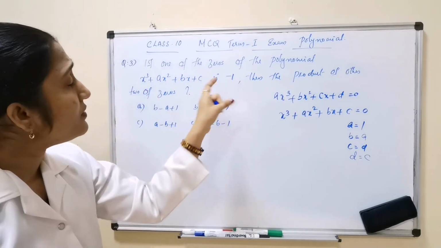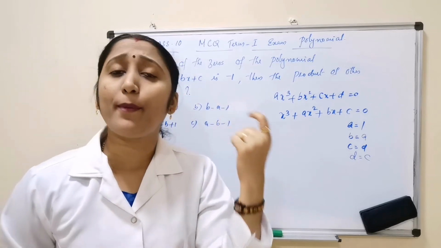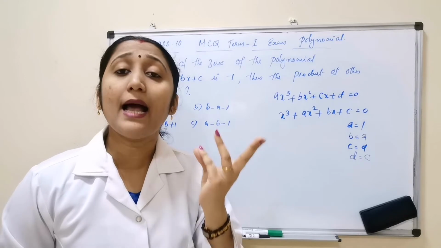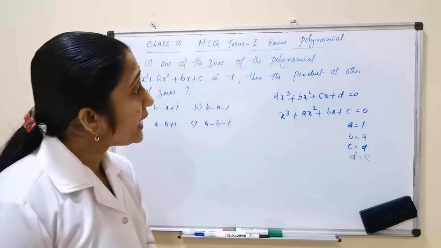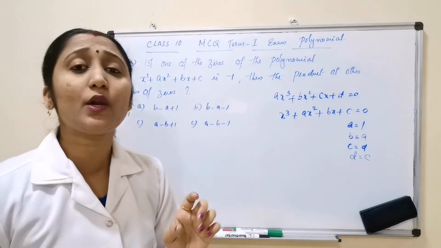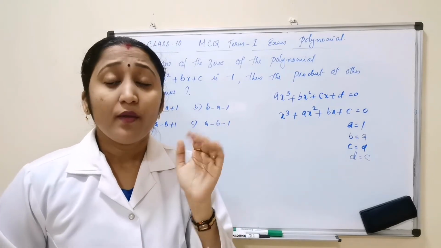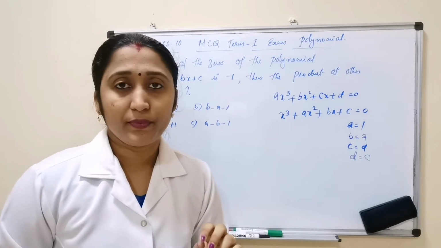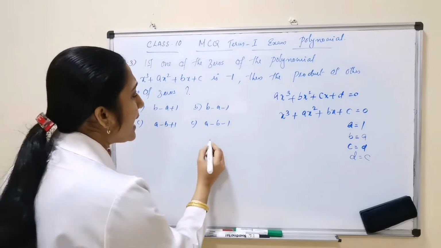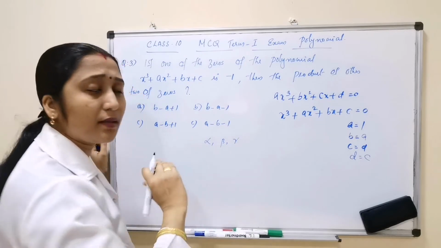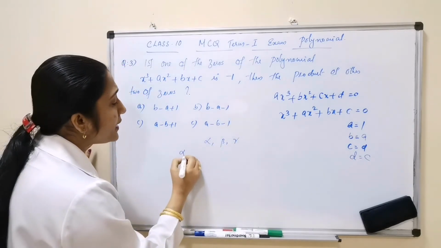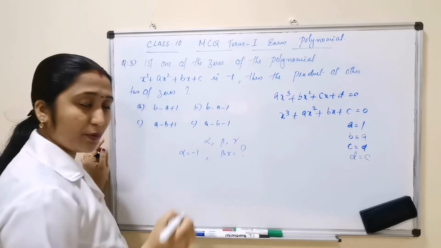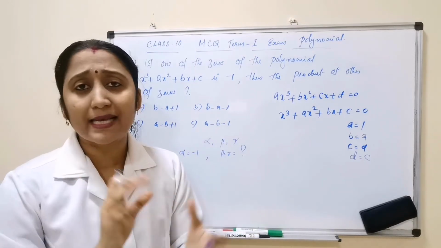Okay, this is very easy. A cubic polynomial has three zeros. What are they? Alpha, beta and gamma. The question says one of the zeros is -1. We have to find the product of the other two zeros. That means alpha equal to -1, and we have to find beta gamma. This is the same question as last time.